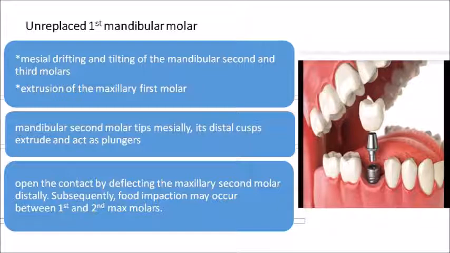So there was a missing mandibular first molar, and it ended up creating food impaction between the maxillary first and second molars. Clear with that? So when you are asked a question: an unreplaced missing first mandibular molar will cause food impaction between maxillary first and second molars.